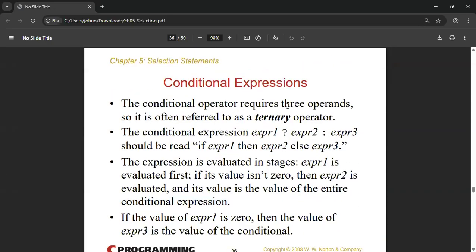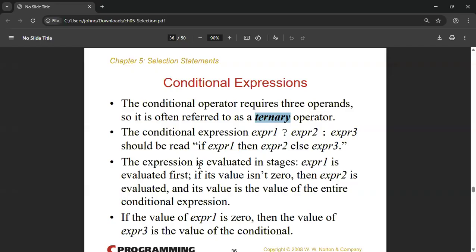The conditional operator requires 3 operands. Because it requires 3 operands, we call it the ternary operator. If you remember, the negation operator requires 1 operand. We call that the unary operator. The plus, minus, multiplication require 2 operands. We call them the binary operators. So because this guy requires 3 operands, we call it the ternary operator.